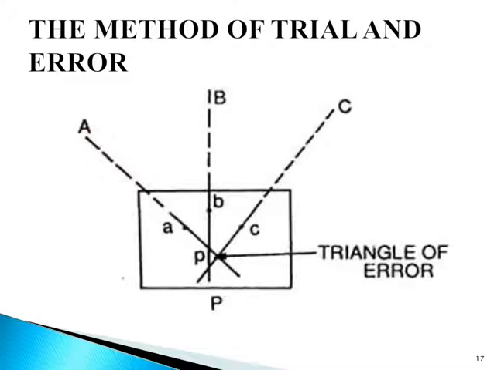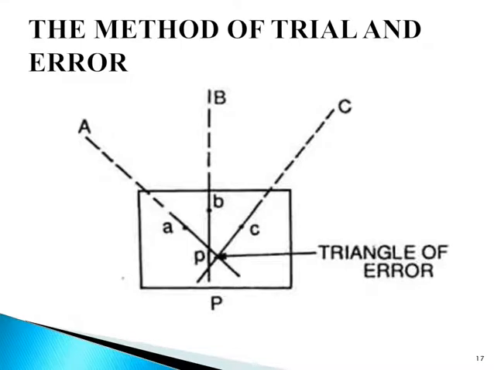As the orientation is approximate, the rays may not intersect at a point but may form a small triangle, the triangle of error. So here the triangle of error is there. You can see all the rays do not exactly intersect at one point.